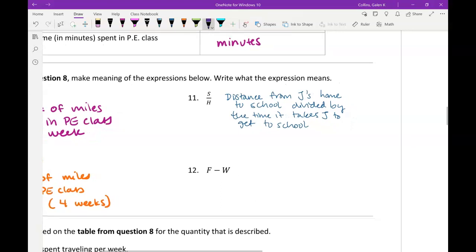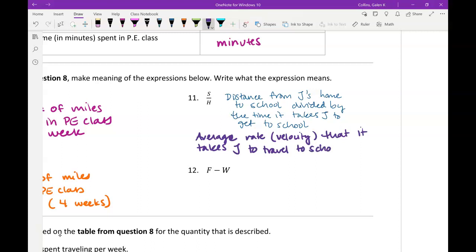we could think of this as the average rate, and I could think of that as velocity or speed if I'm just considering positive values, that it takes Jackson to travel to school.